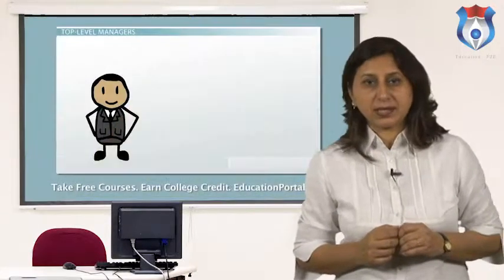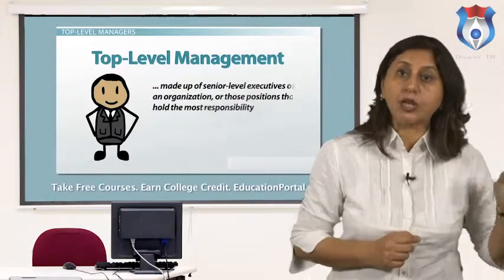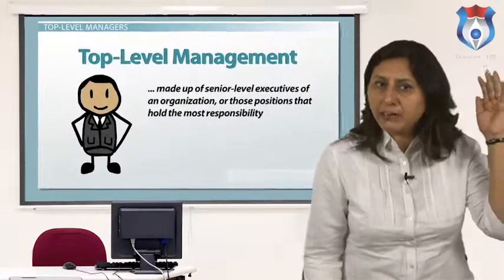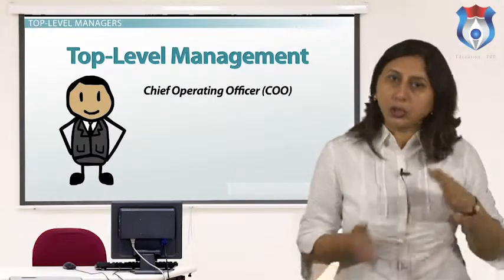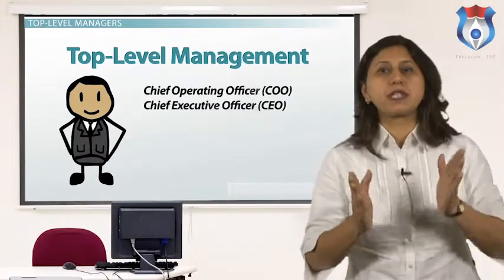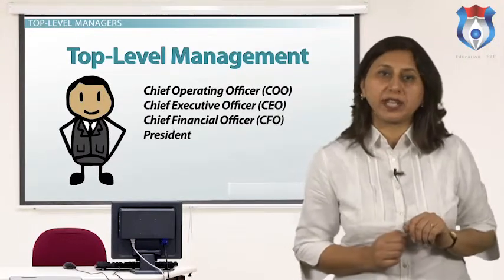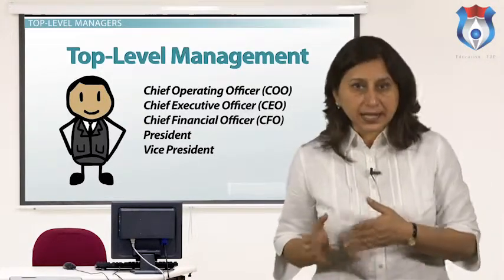Top level managers. Top level managers are usually appointed, elected, or designated by the organization's governing body. Top level management is made up of senior level executives of an organization or those positions that hold the most responsibility. They are few in number and they include job classifications such as the Chief Operating Officer, Chief Executive Officer, CEO, Chief Financial Officer, President, Vice President, Senior Vice President, and Executive Director.